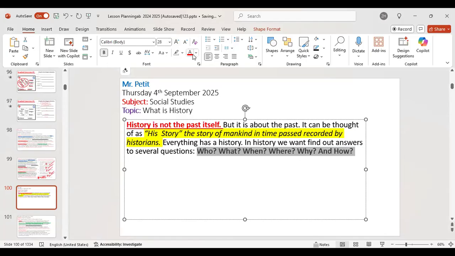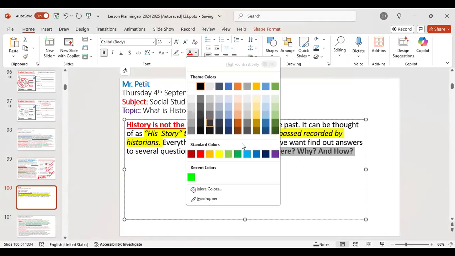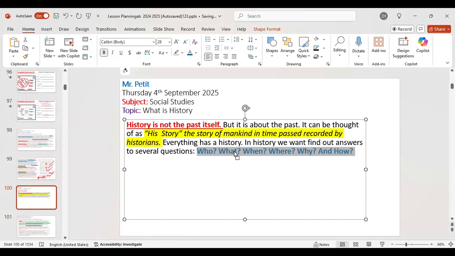Who started it, right? What did they do? When did this even happen? Where did this happen? Why? What was their cause? What was their motivation? And how? How did they even make sure that it happened, right? So those are also going to be the questions that we look at.